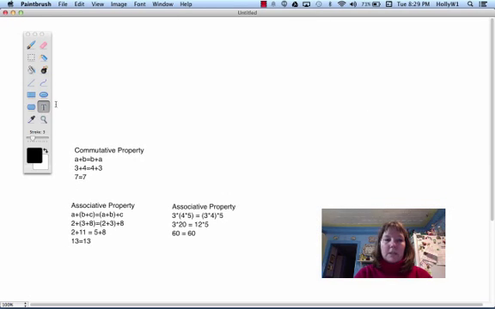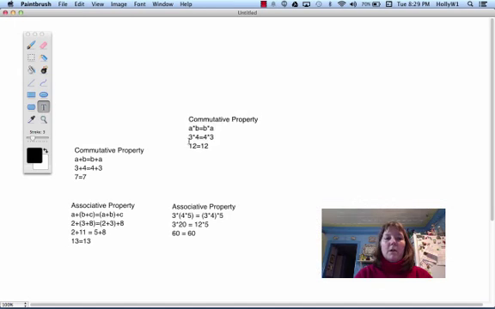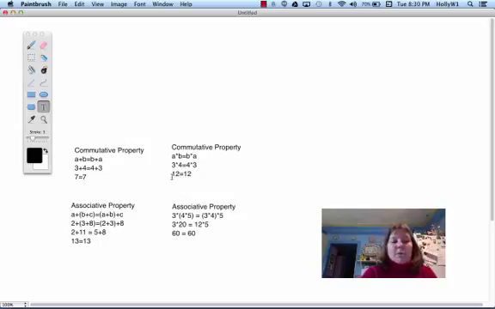Let's check to see if it's true for multiplication. Is A times B the same thing as B times A? Well, 3 times 4 is the same thing as 4 times 3. Those are both equal to 12. So it is true also for multiplication. And so that is the commutative property and the associative property for addition and multiplication.